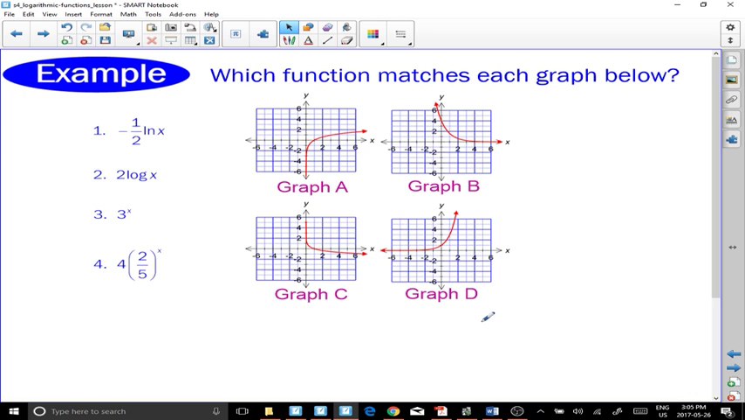So here we go. We've got 4 graphs here, A, B, C, and D. And we also have 4 equations. -1/2 ln x, 2 log x, 3 to the exponent x, which is what we talked about when we did exponential functions, and 4 times 2/5 to the exponent x. So 2 of these are exponential and 2 of these are logarithmic. So help me out here. Which 2 are exponential? Ones that we looked at before today.